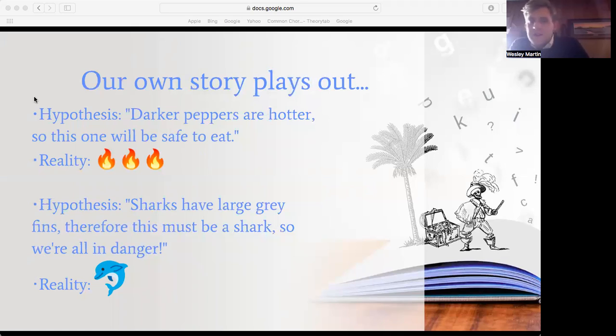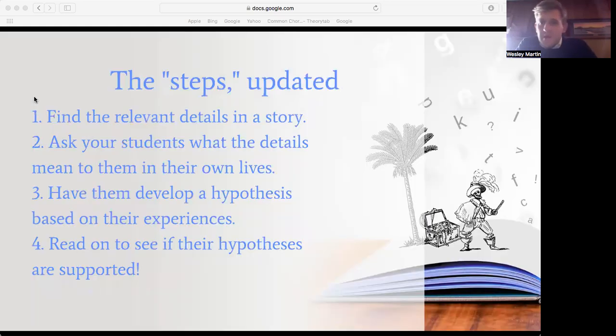Reality was, well, it's a dolphin. So neither of these hypotheses were supported. But notice that we can now update our steps to reflect this process of inferring things from our own lives by adding on this little thing of asking what the details mean to the students, right?